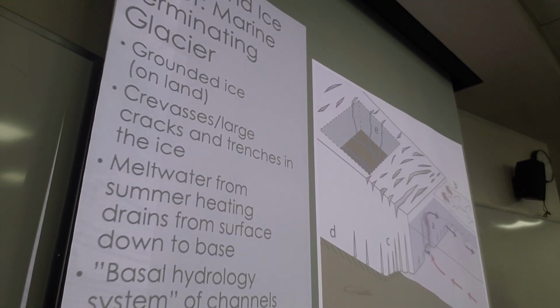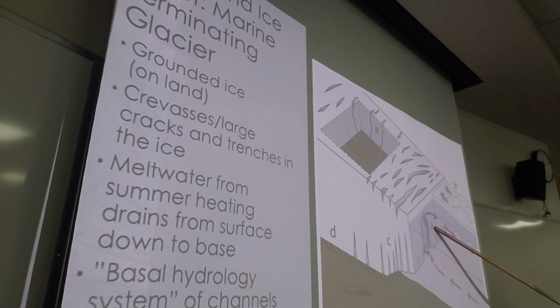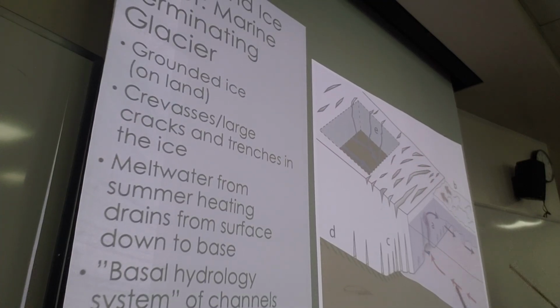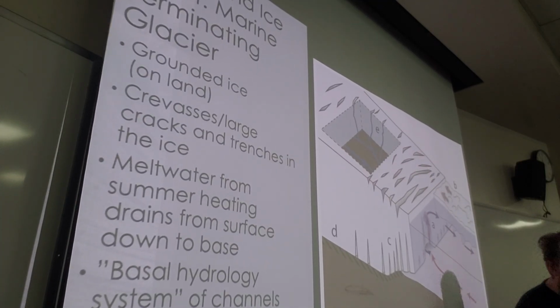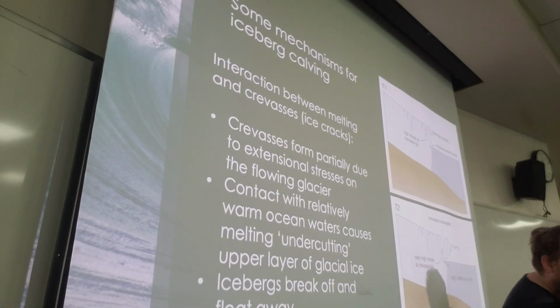Okay, so this is the basic setup. We've got our glacier, it abuts the ocean, we've got subglacial channels, we've got meltwater on the surface, and we've got all these crevasses. So this is the basic setup for the story of how we generate icebergs.